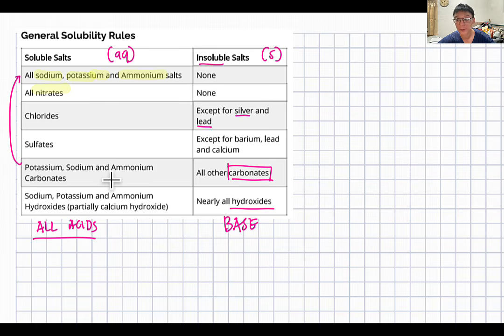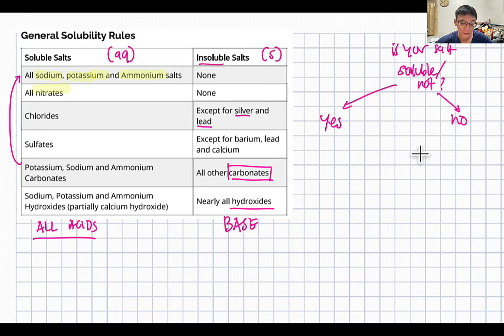So when you want to prepare a salt, there are some general considerations that you have to think about first. So first you have to ask whether your salt is soluble or not. This is the first question. So there can be two answers. Yes, your salt is soluble, and no, your salt is not soluble.